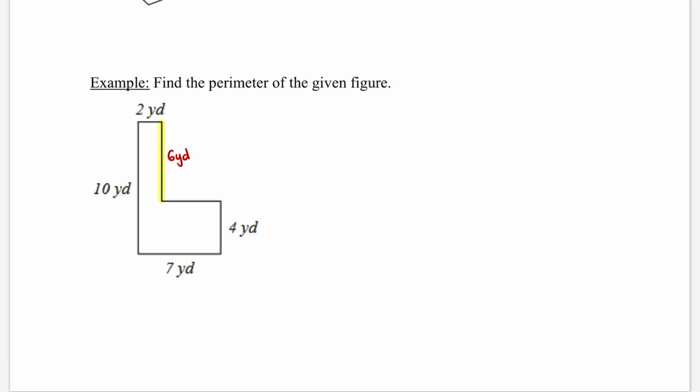Next, I want to figure out the length of this side. Imagine if I connect this piece all the way here. This will be 7. And then this piece is 2 yards. So 2 plus what is 7? That is 5.